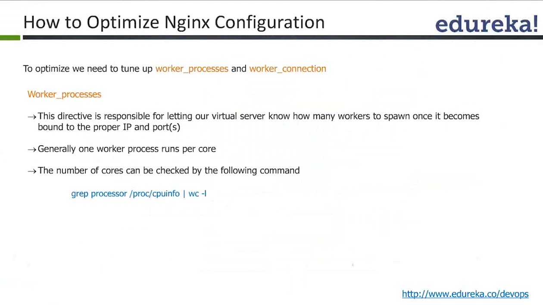Okay, so as I said, there are worker threads. So you can tune this. You can literally tune to have thousands of connections. That's the advantage. So to optimize, we need to tune up your worker process and worker connection. This directive is responsible for letting our virtual servers know how many workers to spawn once it becomes bound to an IP and a port. Generally, one worker process runs per core. That's the general architecture, and the number of cores can be checked by the following command.